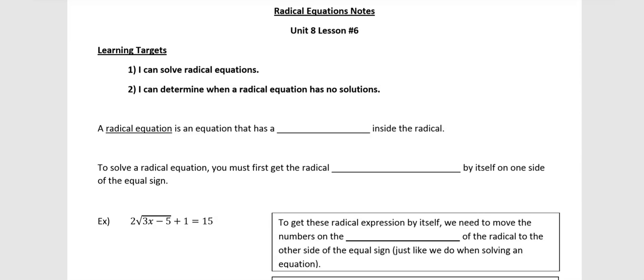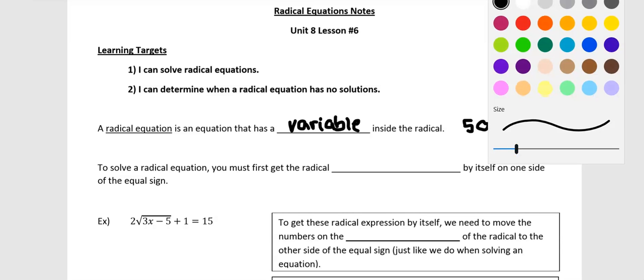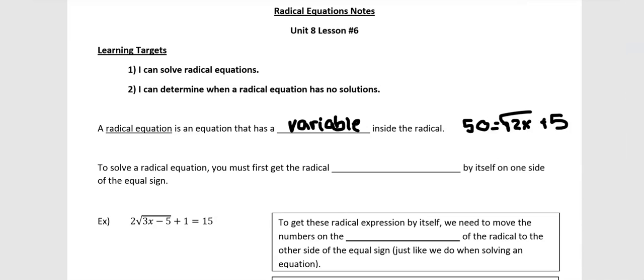So a radical equation is an equation that has a variable inside the radical. An example would be 50 equals the square root of 2x plus 5. Since x is inside of the radical, that makes it a radical equation. Okay? To solve the radical equation, you must first get the radical expression by itself.